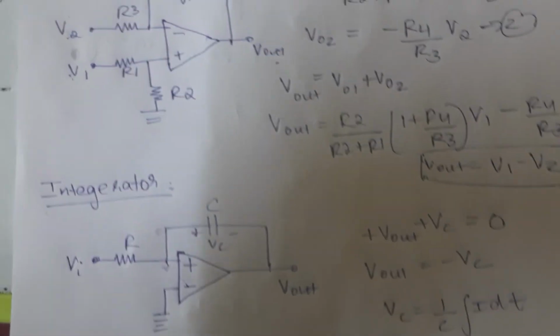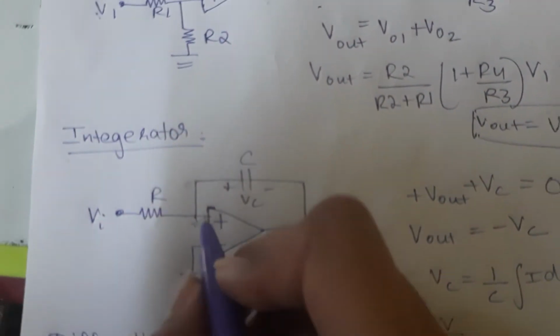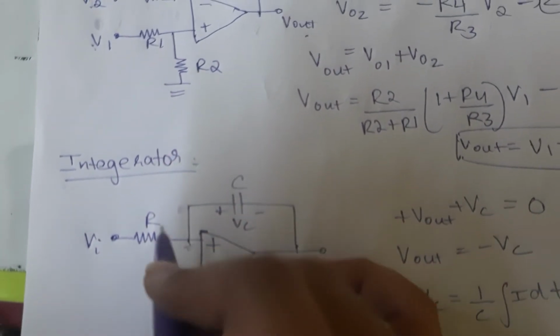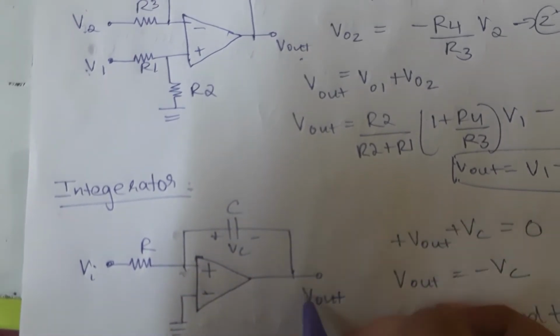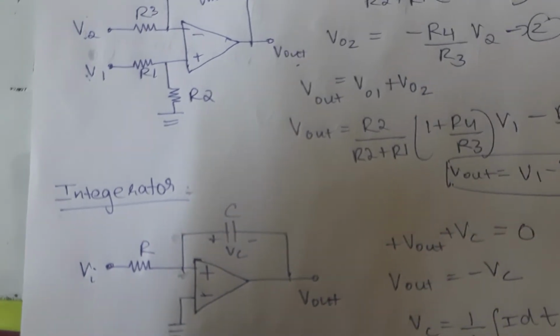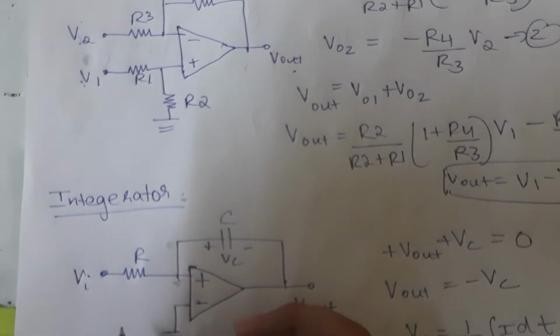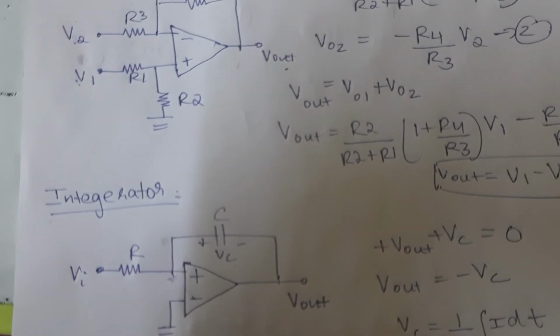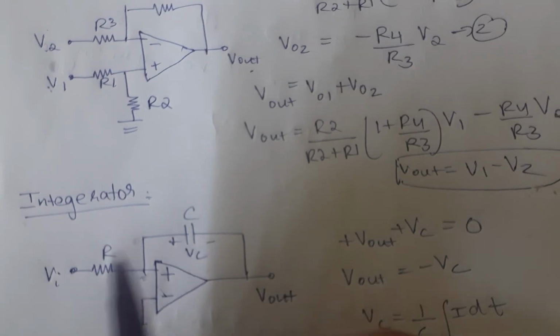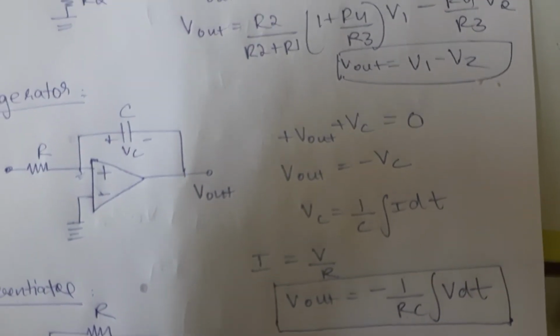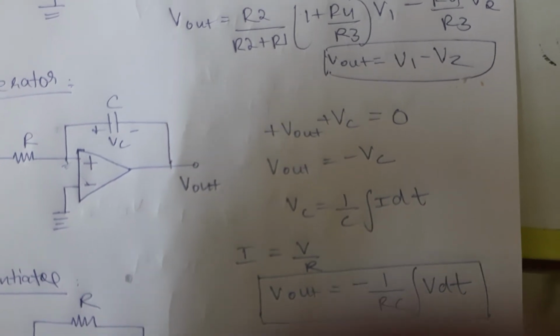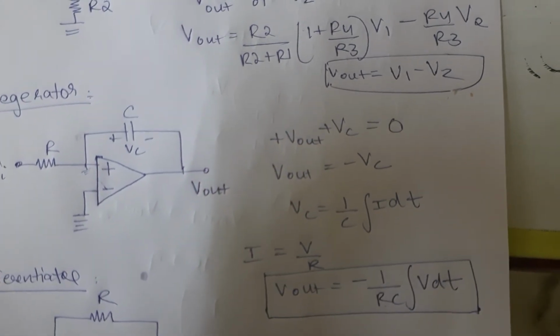Now, we know that in an Opamp the incoming current is 0. So, whatever is the current here, same will be the current flowing through this feedback. So, the current here is Vi by R. Substituting that I value in the equation, I get Vout as minus 1 by RC integral V dt.